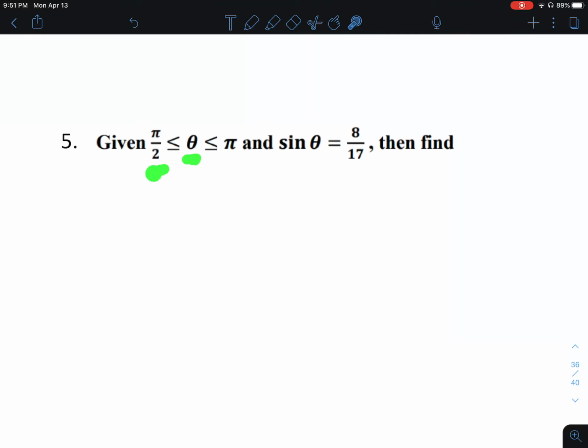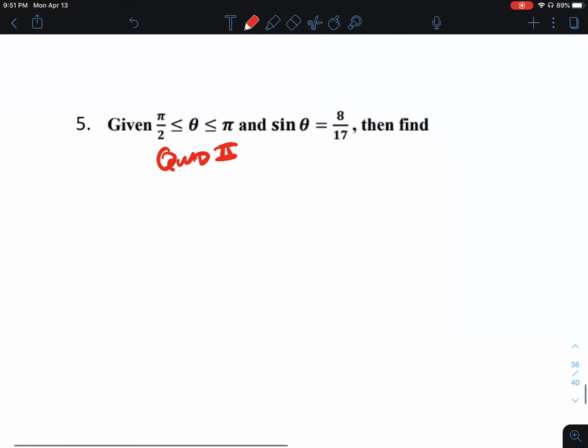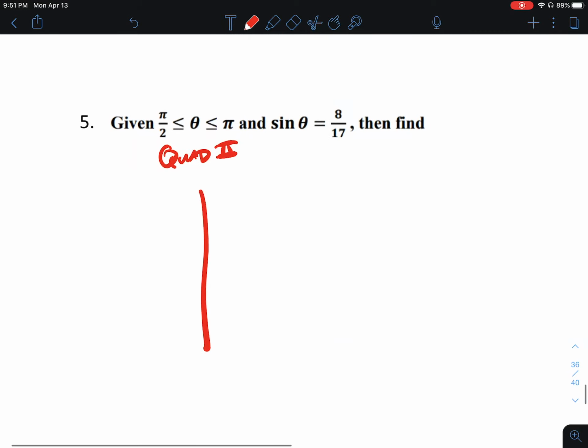Given that theta is between pi over 2 and pi, what does that mean? I'll tell you what it means. This means we are in quadrant 2. Let me explain how I know we're in quadrant 2, and then we'll read the rest of the problem.